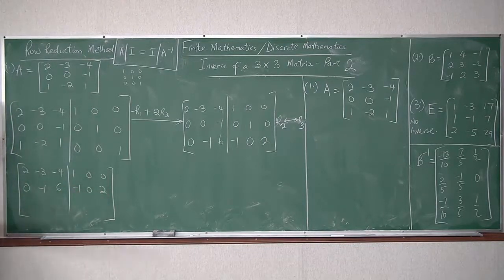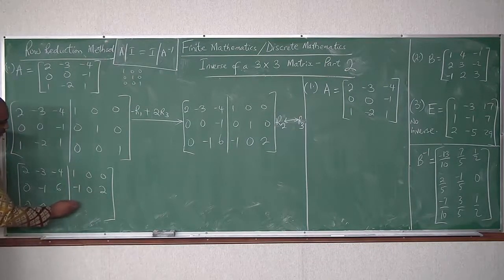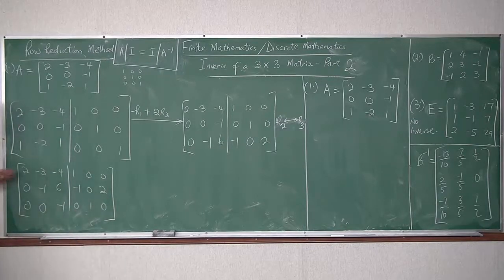If you're interchanging, you interchange everything. Then this is 0, 0, negative 1, and this is 0, 1, 0. See that? So now the next thing is to do what? Make this guy to be 0.